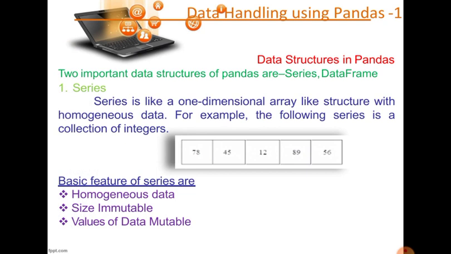Data structures in pandas. Two important data structures of pandas are series and data frame. First one, series. Series is like a one-dimensional array-like structure with homogeneous data. For example, the following series is a collection of integers: 78, 45, 12, 89, 56. Basic features of series are homogeneous data, size immutable, values of data mutable.